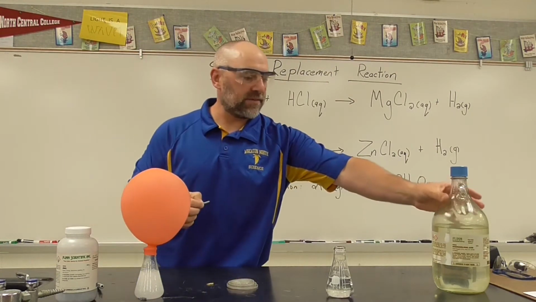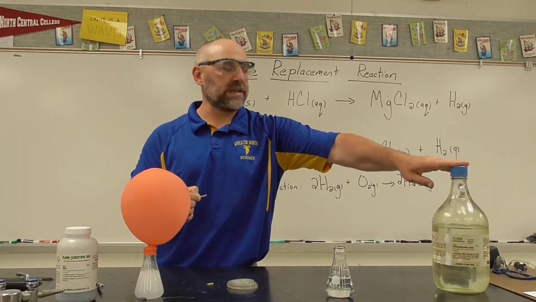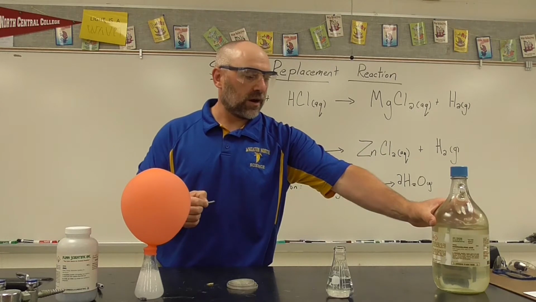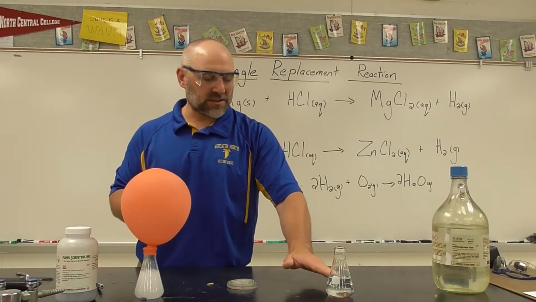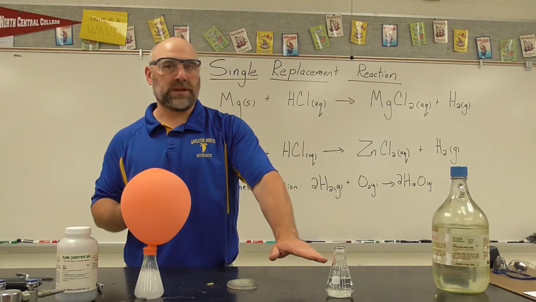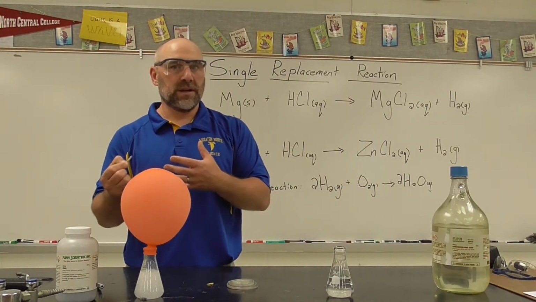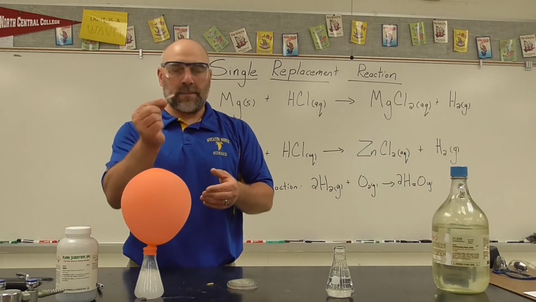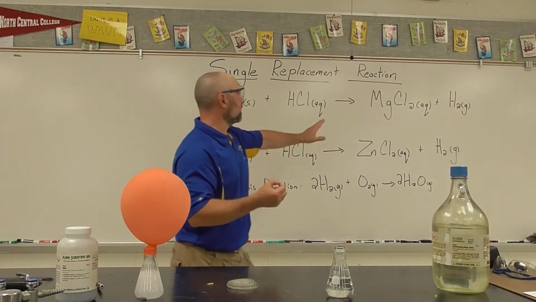And then over here what I have is hydrochloric acid. This is a 12 moles per liter container of concentrated hydrochloric acid. I've diluted that, so what's in here is 3 moles per liter hydrochloric acid, so a much more dilute mixture. I'm going to add this to it, and what you're going to observe is the production of two things.